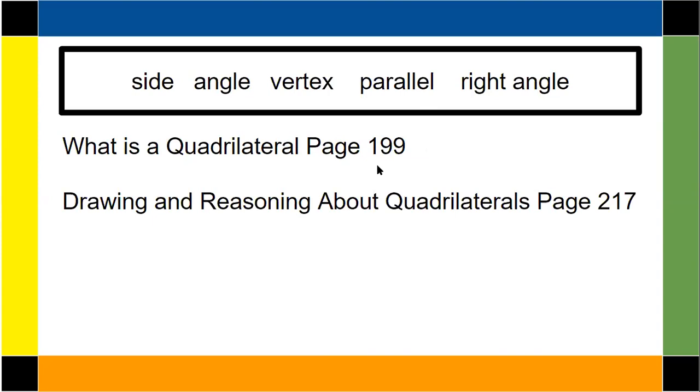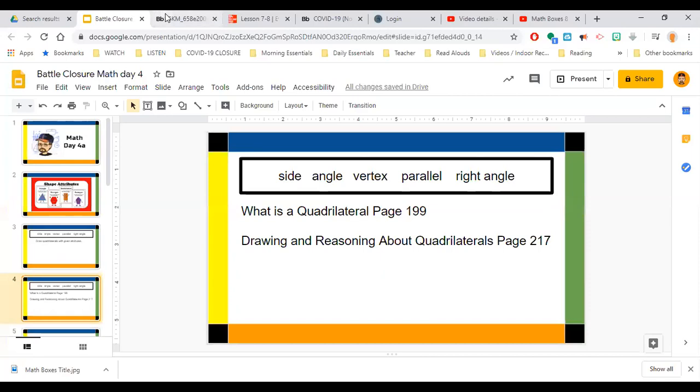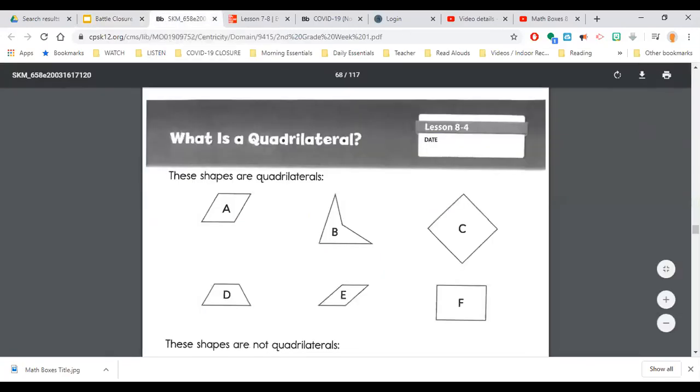Today in our lesson, we have a couple things in our packets that we're going to look at. We have a what is a quadrilateral page, which is page 199 on your page numbers in there. And then we're going to do an activity called drawing and reasoning about quadrilaterals. And so we'll do both of those today. So let's take a look in your packet. Let's first start with the what is a quadrilateral.